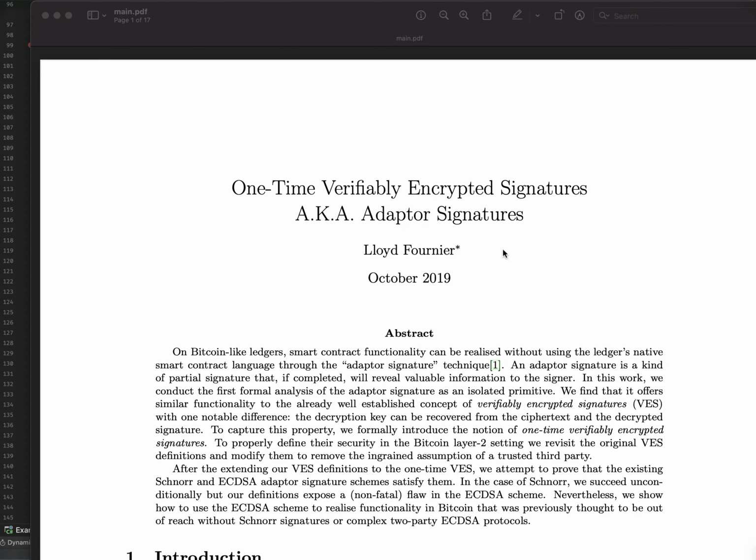Atomic swaps between BTC and CYP. So that would be from Bitcoin to Cypher. How this gets achieved is what's called an adaptor signature.